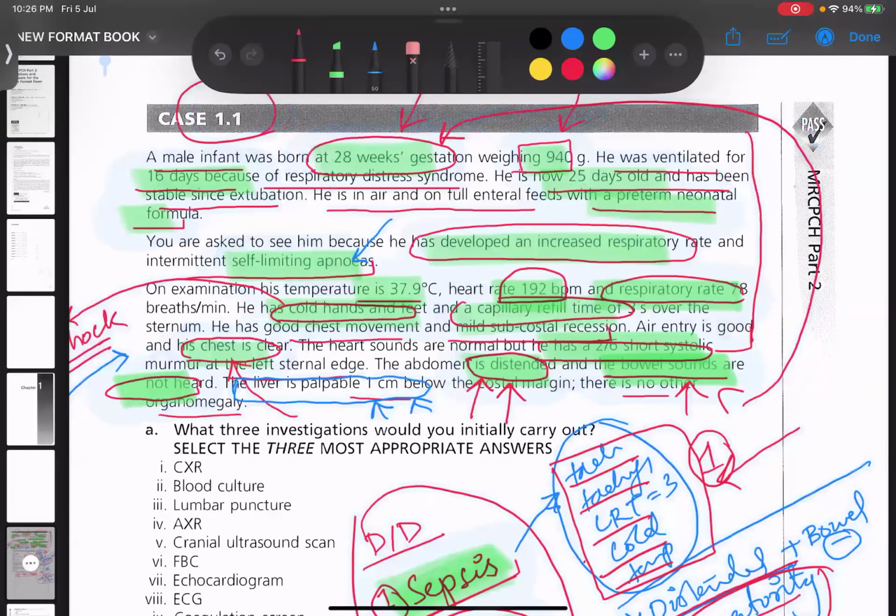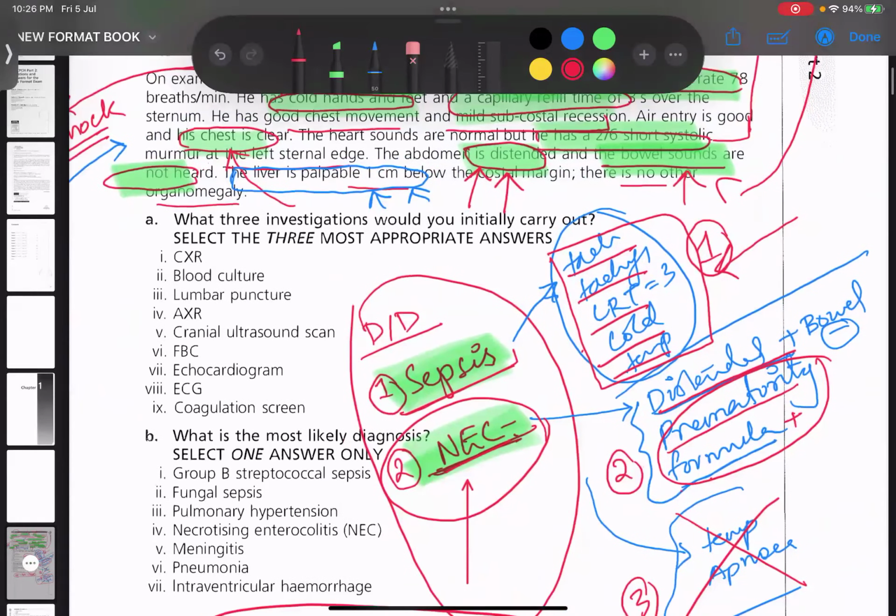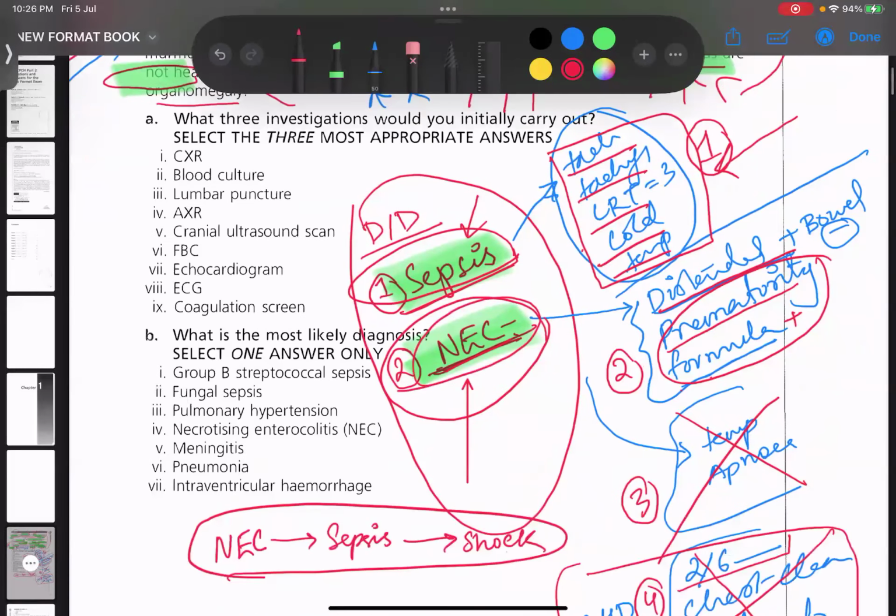Okay. Are we clear with this? Yes. Okay. So are we clear why we selected only septic shock? The features are of sepsis, but because of these findings, that is distended abdomen and so on, along with the prematurity, that's why we're considering this is NEC leading to septic shock.